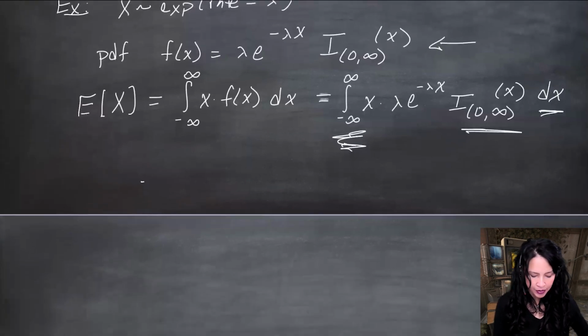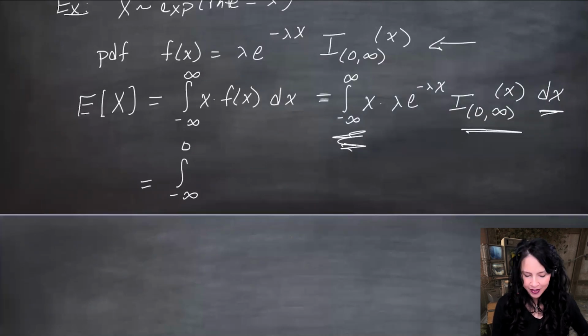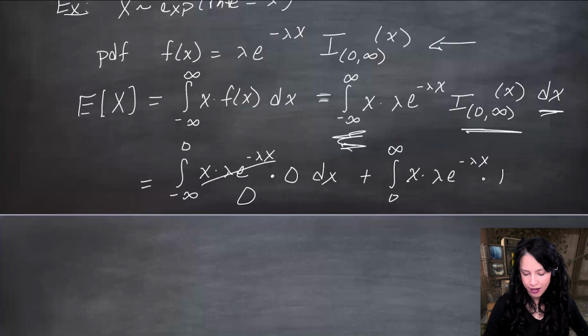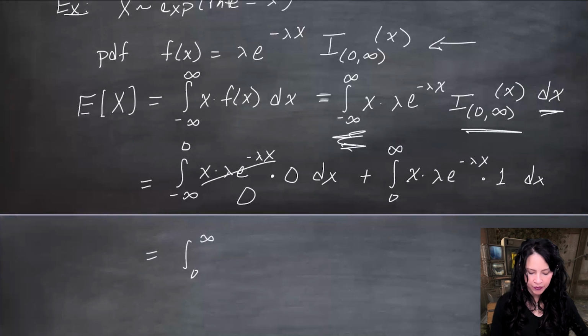This is the last time, I keep saying that, but really this is the last time I'm going to write out this second integral because I think you get the point. Between minus infinity and 0, we have x times lambda e to the minus lambda x times 0 dx. So in other words, the whole thing is 0. And then on the other part, from 0 to infinity, I have x times lambda e to the minus lambda x times 1, which no, you don't have to write that, dx. So we end up with the integral from 0 to infinity of x lambda e to the minus lambda x dx.